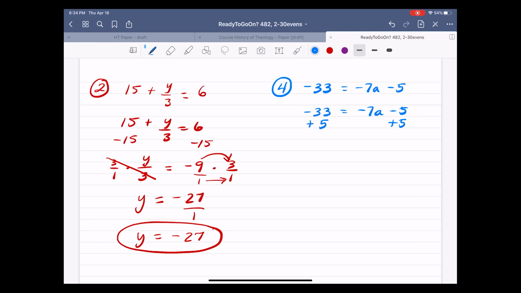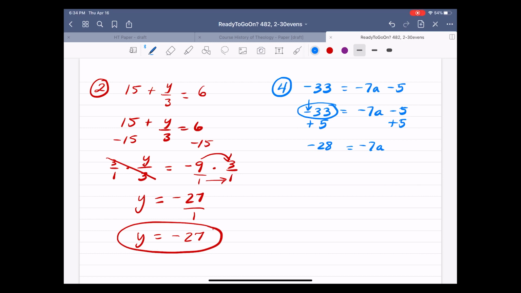I have 33 and 5, and I need to know the difference between 33 and 5, which is going to be 28. And it's going to be a negative 28 because I've got 33 negatives and I add 5 to it, which brings me up to negative 28. The difference between 33 and 5 is 28. The sign of the number that appears to be larger is negative. So negative 28 equals negative 7a.